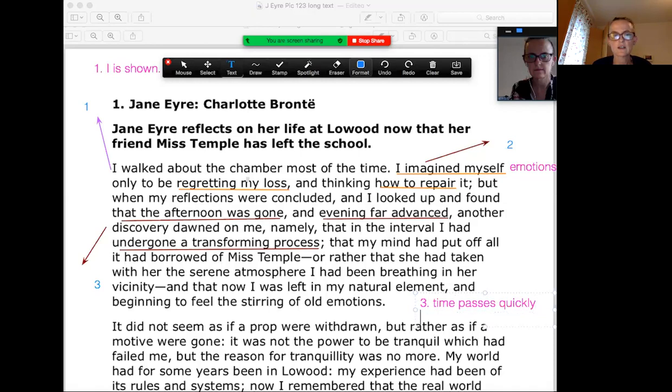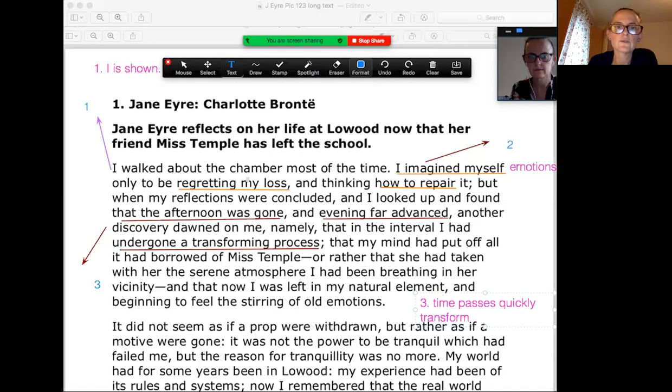And that during that time, the writer has gone through a transforming process. Sorry, the narrator has gone through a transforming process. She's gone through a transformation. So if we think about what is going on in the text and who is in the text and what stands out, for me, the narrator in the text, the I, is going through some emotions, and that time is passing quickly. And during that time, she's transformed.